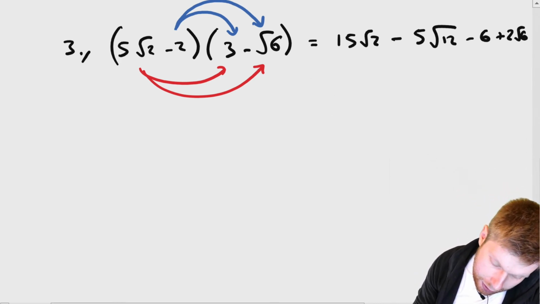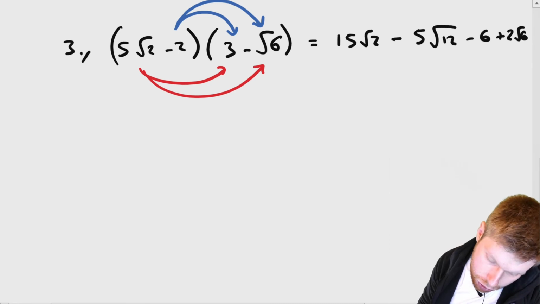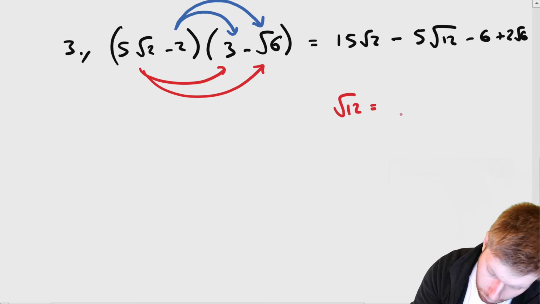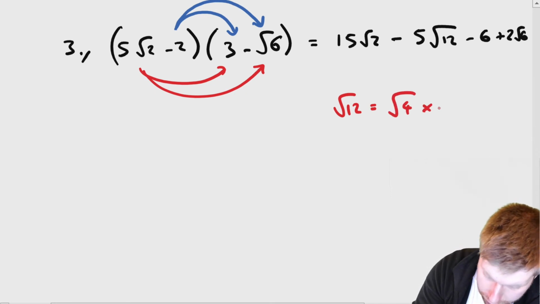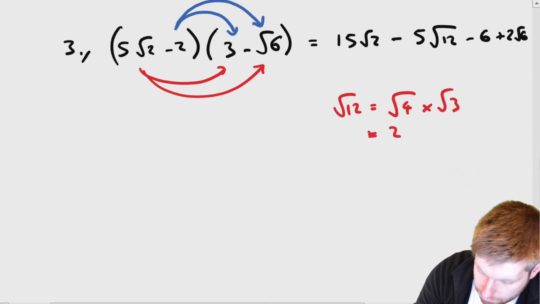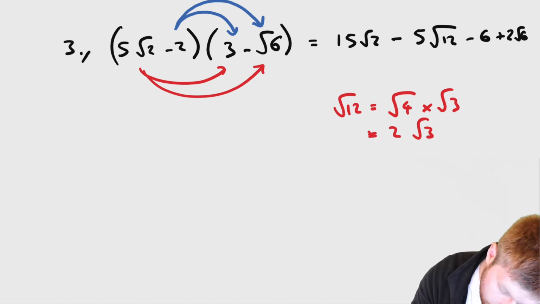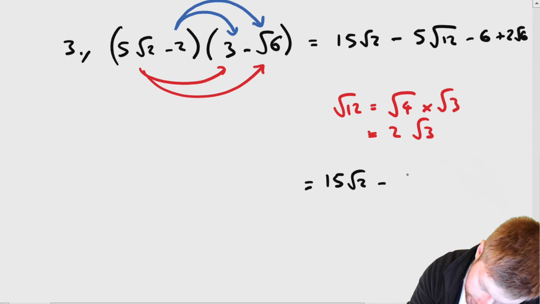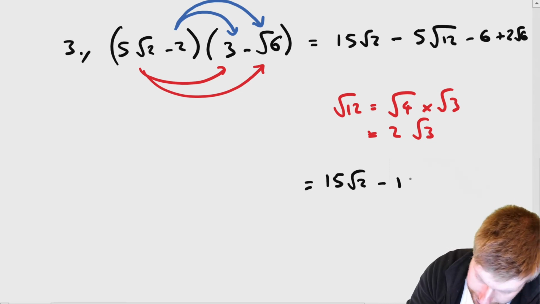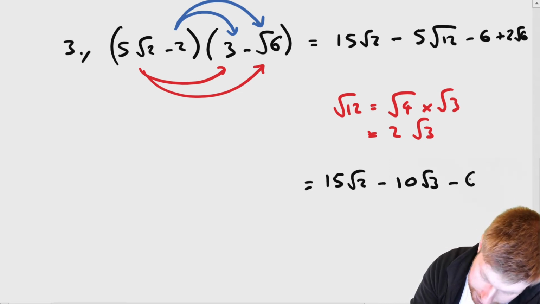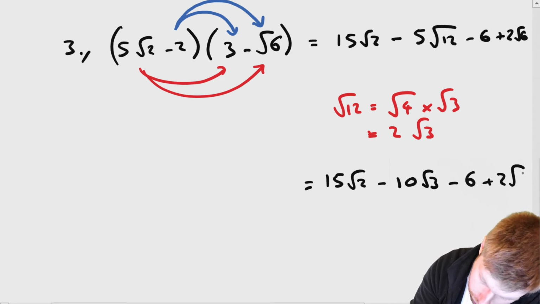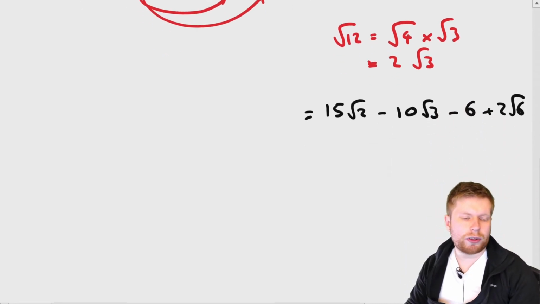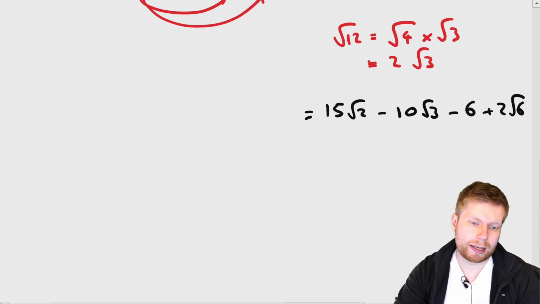So let's have a look at the root 12, okay? So will the root 12 simplify anything down? Well, yeah, I think we can write that as root 4 times root 3, or we can write that as 2 root 3, okay? So let's have a look. So we've got 15 root 2 minus 5 times 2 root 3, that makes 10 root 3, minus 6 plus 2 root 6. Okay, so that I think is as simple as we can make it. There's no other square roots or simplifications which we can make.